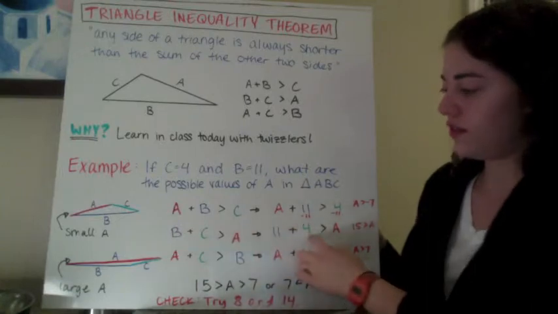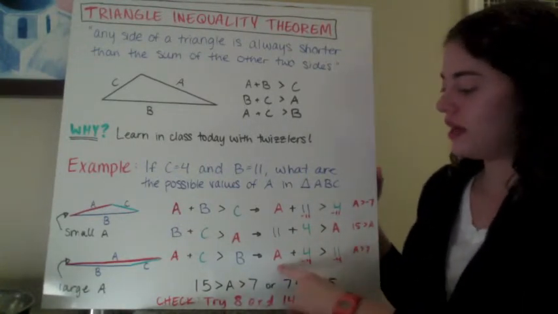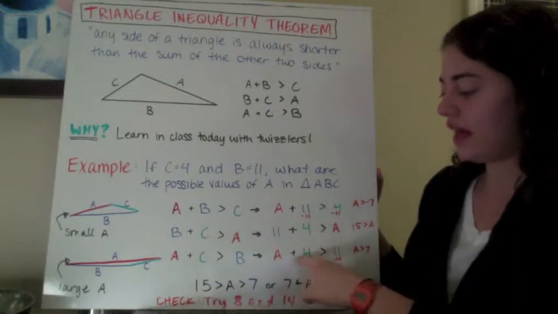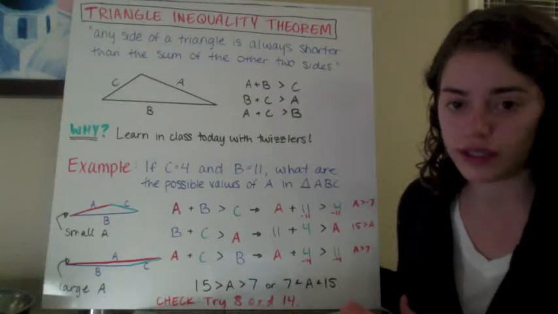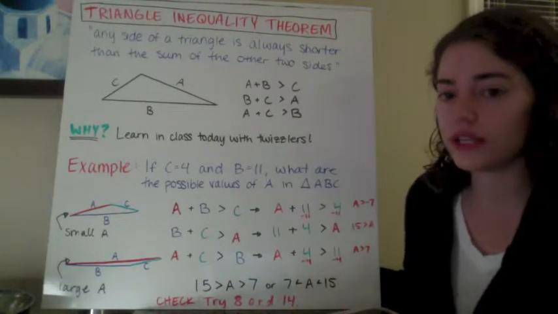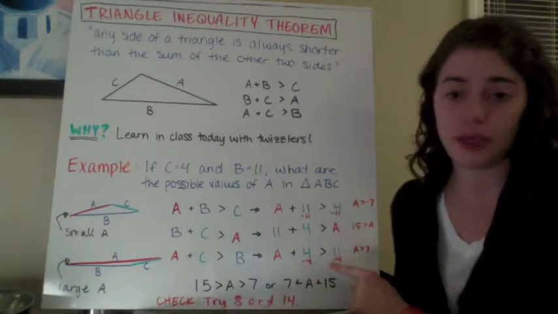11B plus 4C is greater than A. We're trying to figure out what A is. And for this last one, we get A plus 4 is greater than 11. Now we need to solve these inequalities. When we solve inequalities, unless you're dividing or multiplying, just think about them as an equal sign.